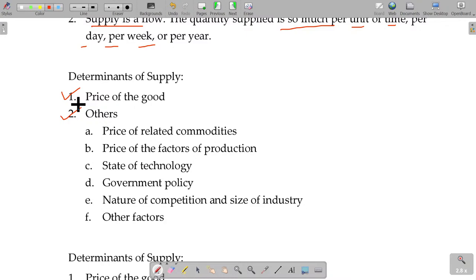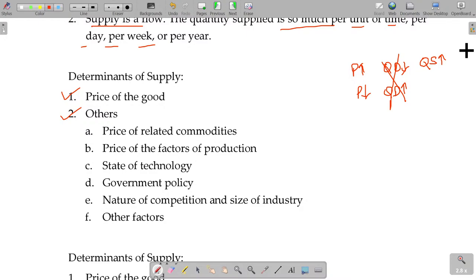How is the supply getting affected? Because of the price of the goods. If the price of the goods is higher, then the quantity supplied will be higher. In demand, price increases, quantity demanded decreases; price decreases, quantity demanded increases. That's the law of demand. The law of supply deals with it this way: price increases, so quantity supplied also increases, because the more the price, the more the profit. So the supplier is happy to supply more if the price is higher.